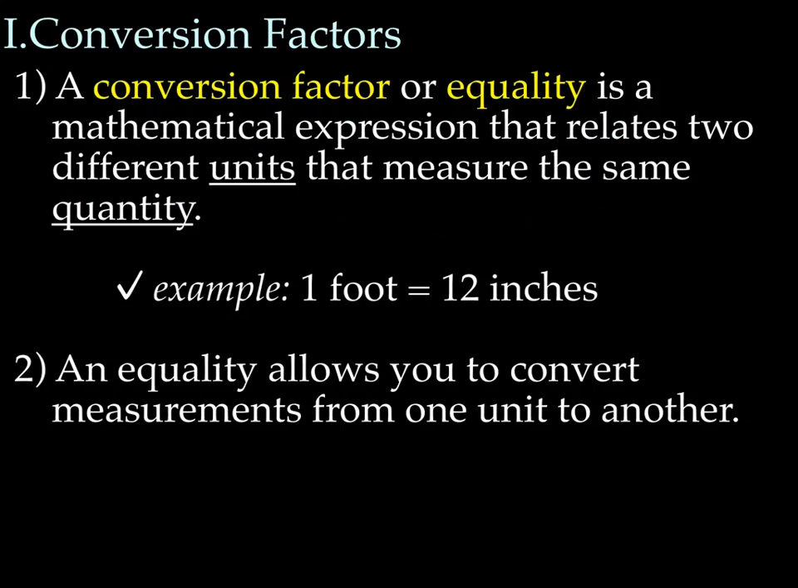Okay, let's do this. Again, we'll start with a few terms. So we have something called a conversion factor, also known as an equality. And those are mathematical expressions that relate two different units that measure the same quantity. For example, if we were to measure the length of something, we could use a foot, we could use inches, and we could convert between the two using the equality or conversion factor, 1 foot equals 12 inches. So a conversion factor or equality allows you to convert measurements from one unit to another.